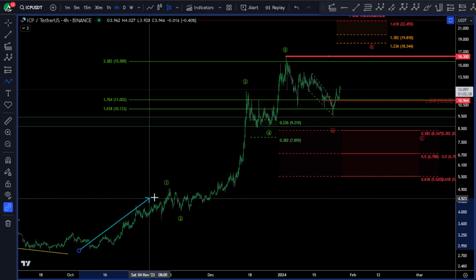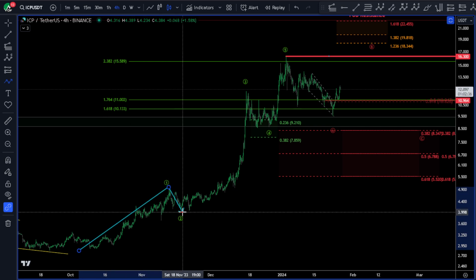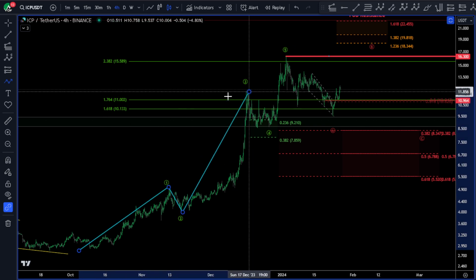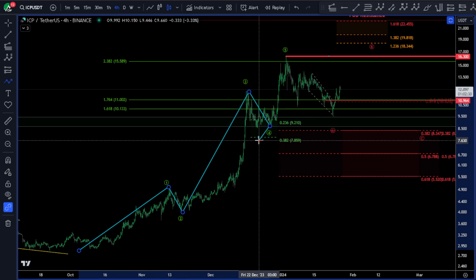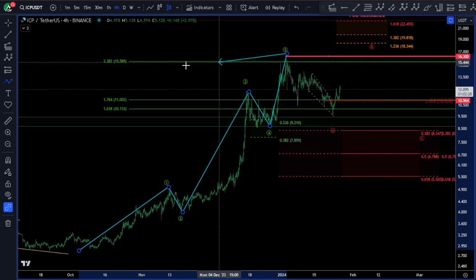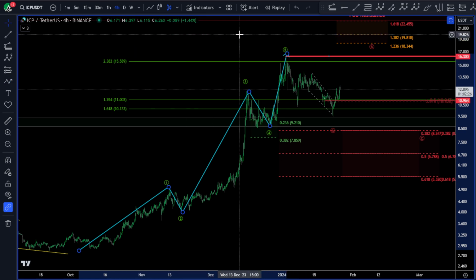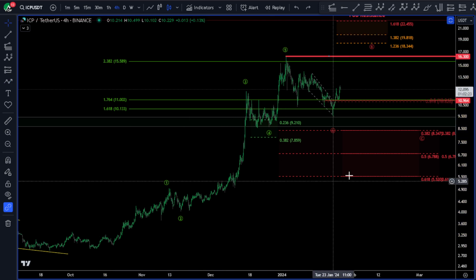I just wanted to show you on the 4-hour chart our 5-wave impulse to the upside. Had our third wave come past the 1.618. Our fourth wave was pretty shallow between the 236 and the 382. And our fifth hit a common target of the 2.382 extension of our wave 1.